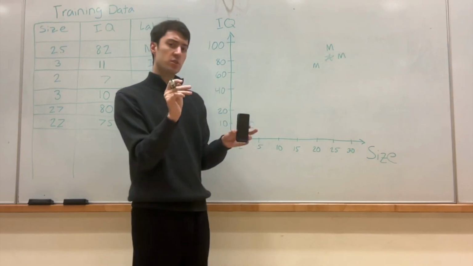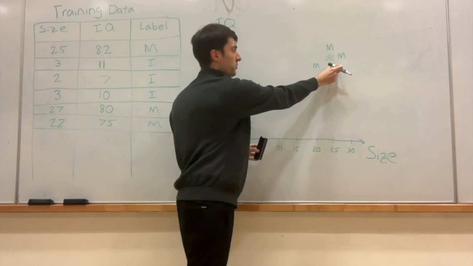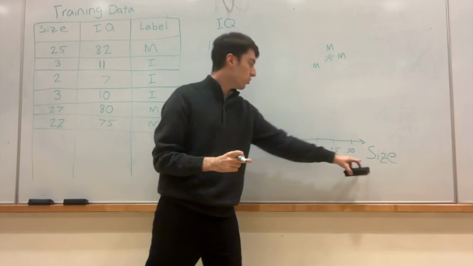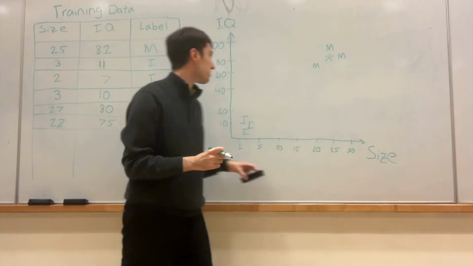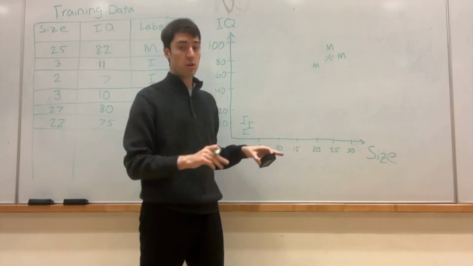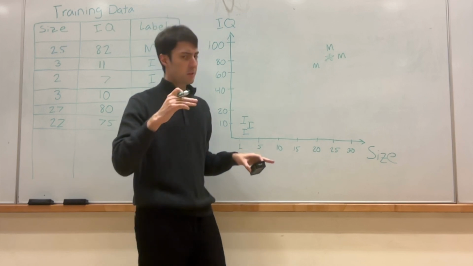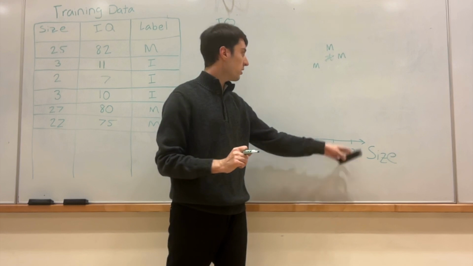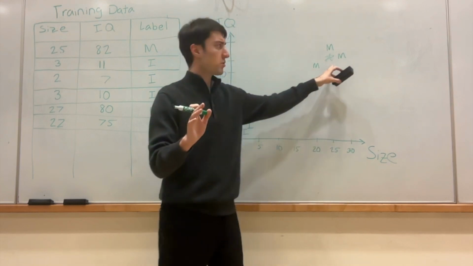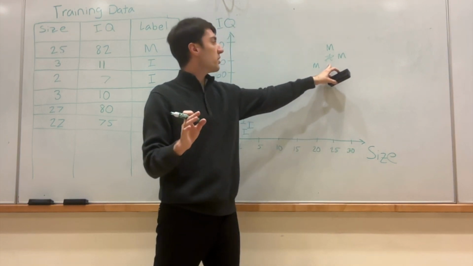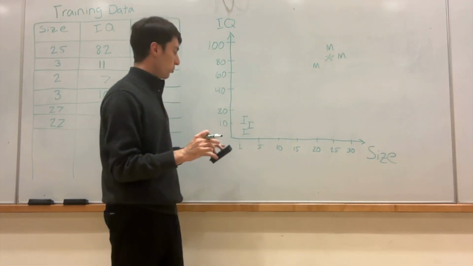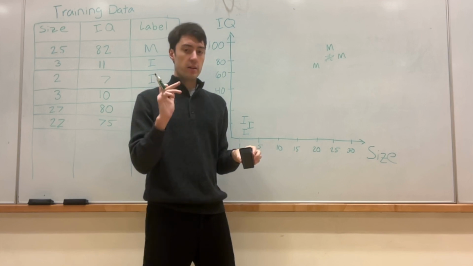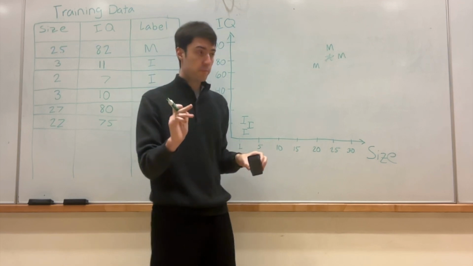What that means is it is going to take in this point right here. It knows the two attributes, the size and the IQ, but it doesn't know the label. It doesn't know the classification. That's what we're trying to predict. So it puts the point there, and says, okay, I know the inputs. I'm going to search through all of my data points and find the nearest neighbor.